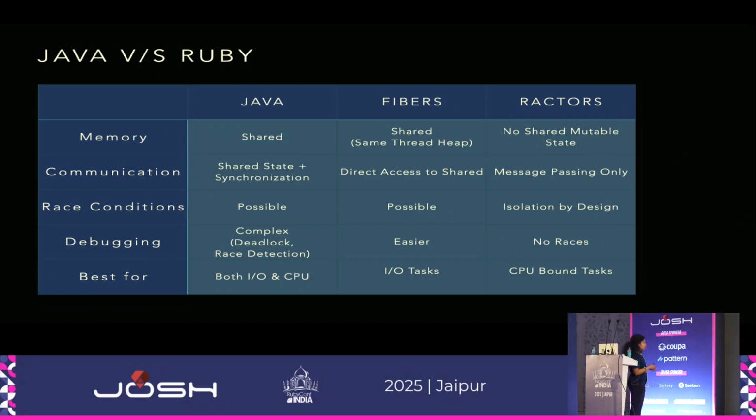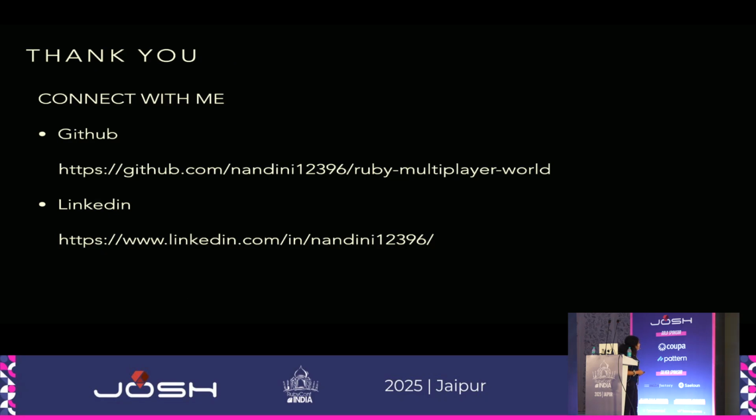You need to make sure that there's no deadlock, and this could be hard. Debugging in Java is going to be hard if you have complex code. But reactors inherently do not have any races, because there's only message passing. There is no shared state. So yeah, this is a summary of my understanding of Java versus Ruby.